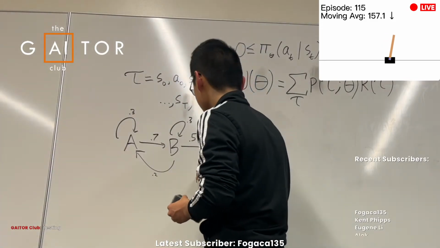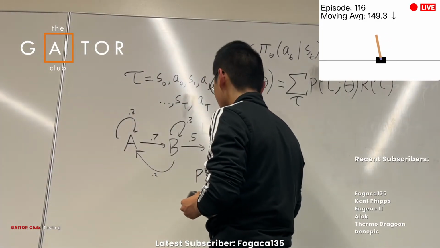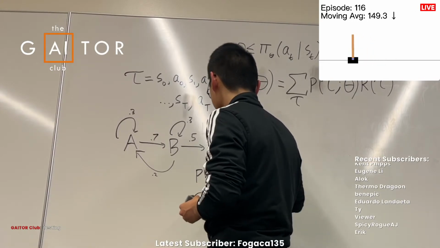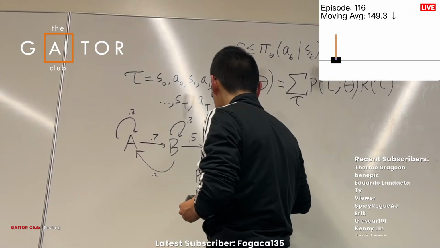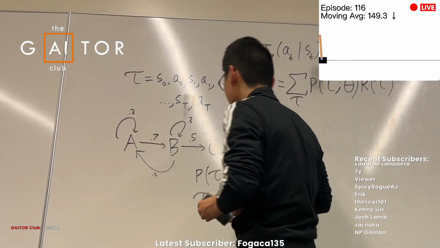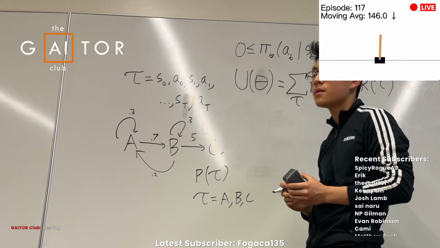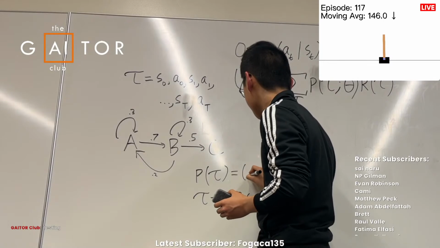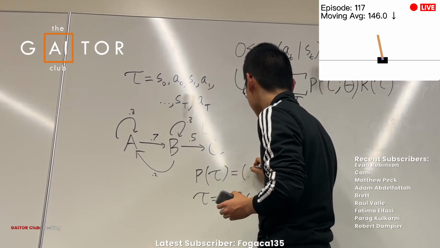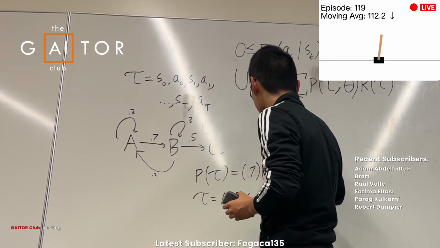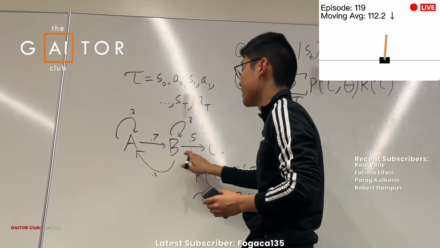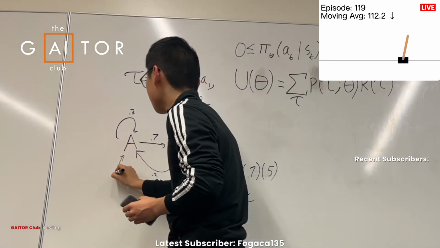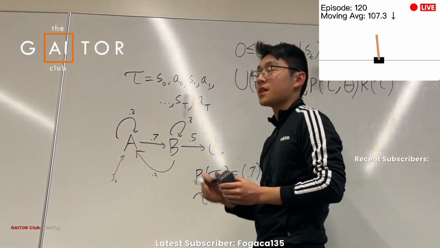So what is the probability of, let's say, tau, when tau is equal to A, then B, then C? 0.35, right? Reason being, in order to get to C, we have to get to B. In order to get to B, we have to start at A. We're assuming A is the start state. Is that clear to everyone?